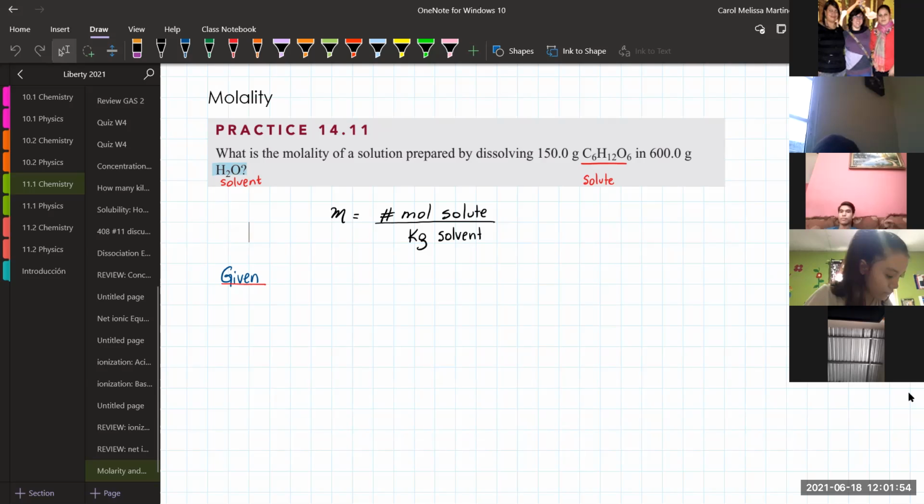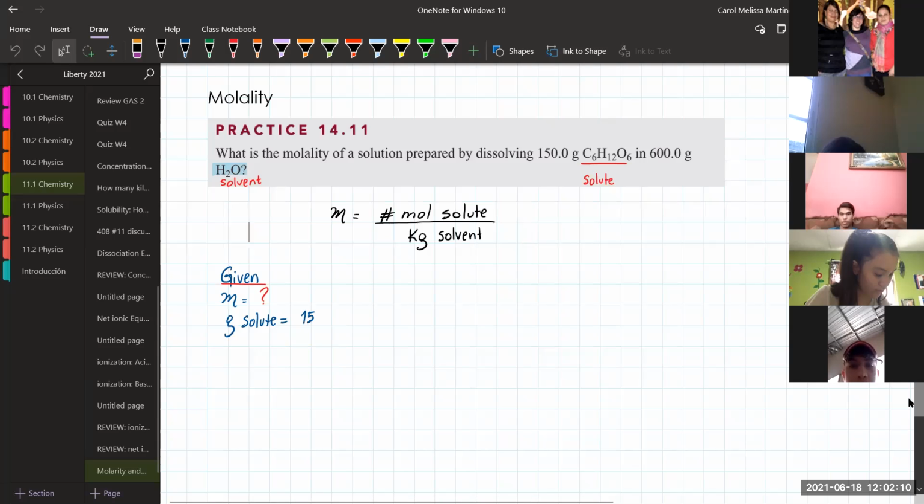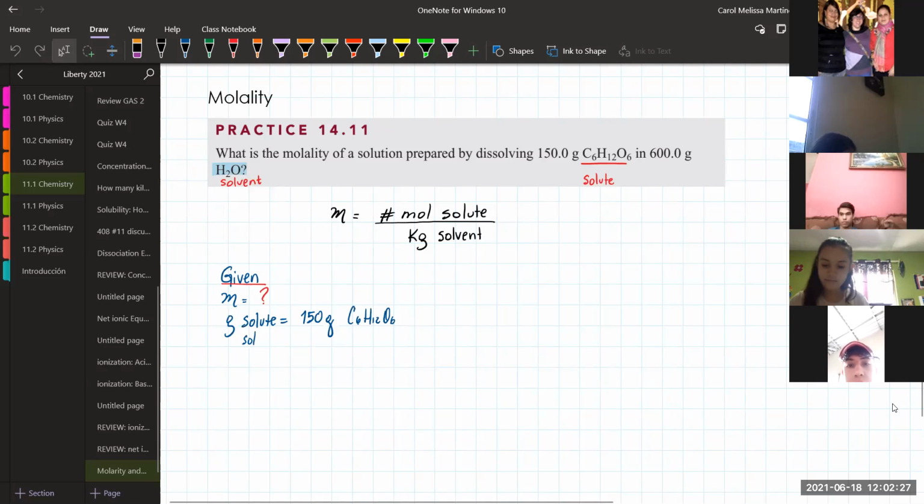They are asking you to find the molality. Okay, this is the unknown. They are giving you the grams of solute, that is 150 grams. And they are giving you the mass of the solvent, water, which is 600 grams.